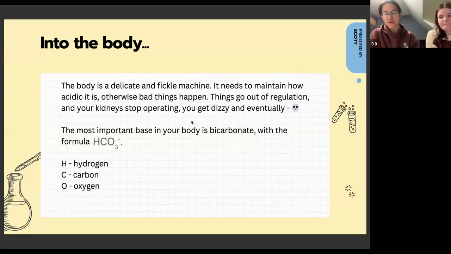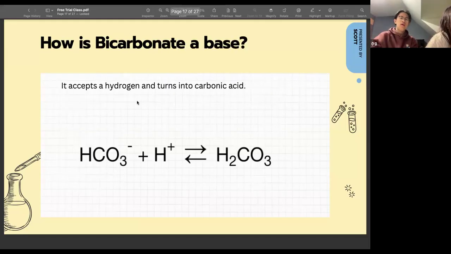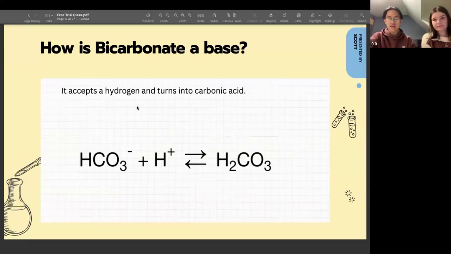And your body maintains how acidic or basic it is with bicarbonate, with the formula HCO3 minus. The H is hydrogen, C is carbon, O is oxygen. So this has one hydrogen, one carbon, three oxygens. And the minus is just the charge on it. At this stage, it's not too much of a worry, but if you enroll in the class later, we will obviously go into depth on these sorts of things. So bicarbonate is a base. It accepts a hydrogen and turns it into carbonic acid.